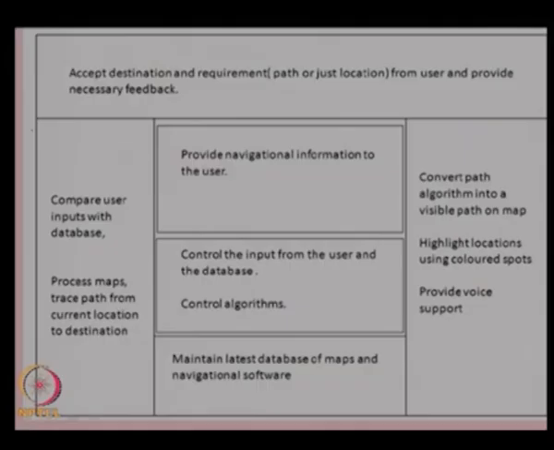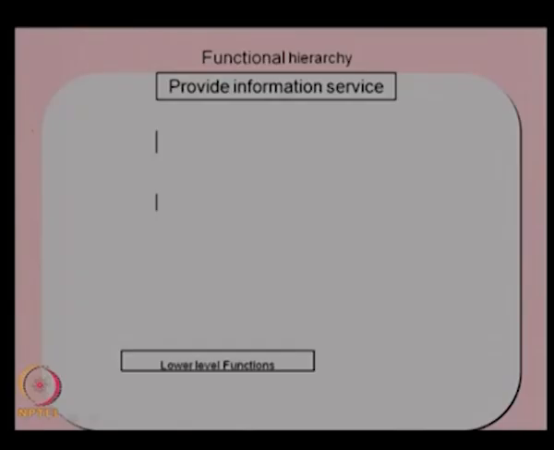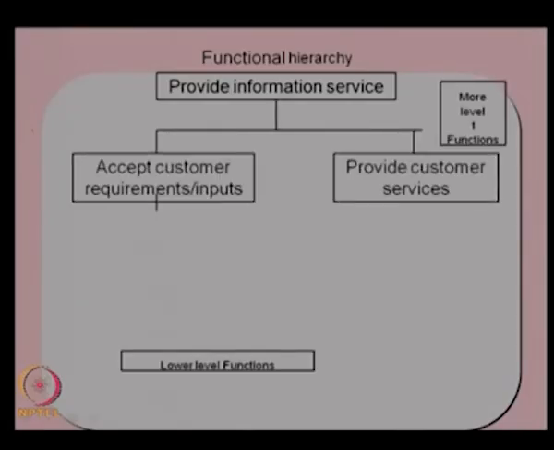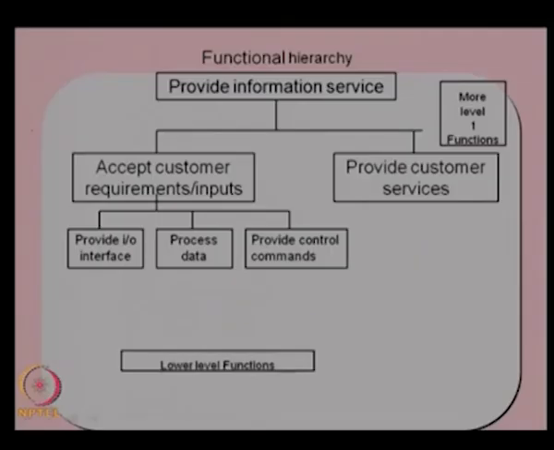This is the way we decompose this into sub functions, and once we decompose all of this, we get the functional hierarchy. If you take all these sub functions and put them on a map or a functional structure, you get the functional hierarchy of the system. It will look like this: provide information service, accept customer inputs, provide customer services will be the top level 1 functions, and then provide input output interface, process data, provide control commands, and other functions will be the level 2 functions.